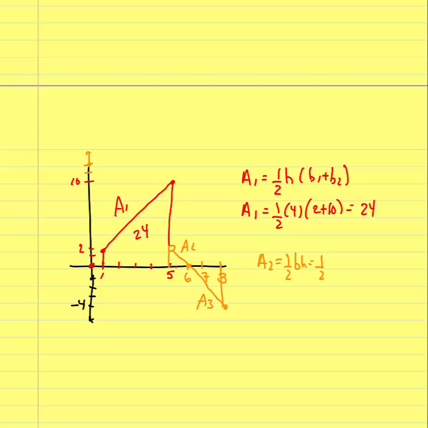Base here is going to be 1 unit. Height here is 2 units. It's not to scale. 1/2 of 2 is 1. And this is positive area as well. So this is 1 unit.